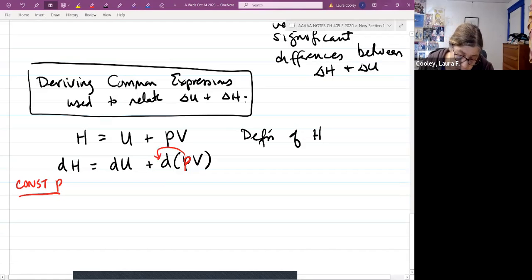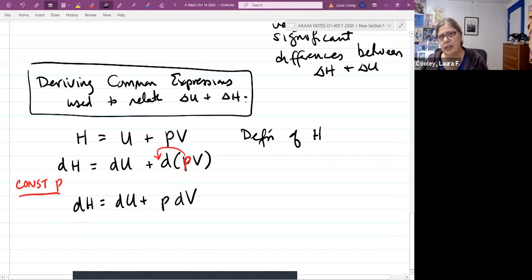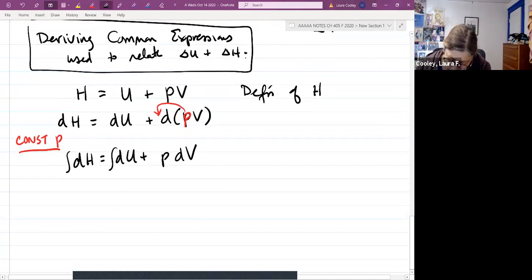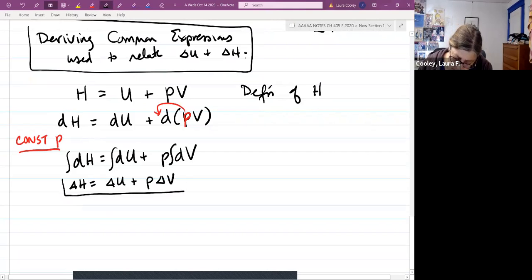So this dH would be dU plus P dV. And it's as if we had plus V dP, but we canceled the dP because the pressure is constant. So now if we integrate these things, and the P is on the outside because it's constant, we would get that delta H is delta U plus P delta V. And indeed, this is the first of our derived expressions.